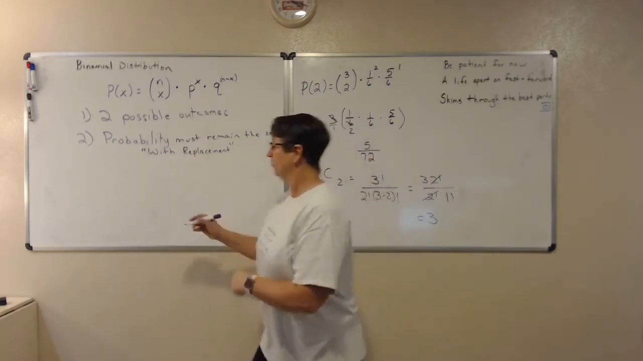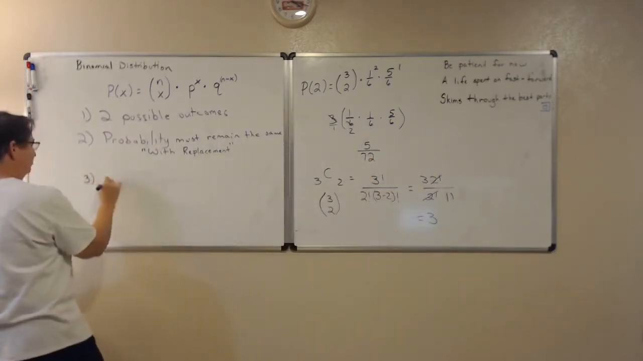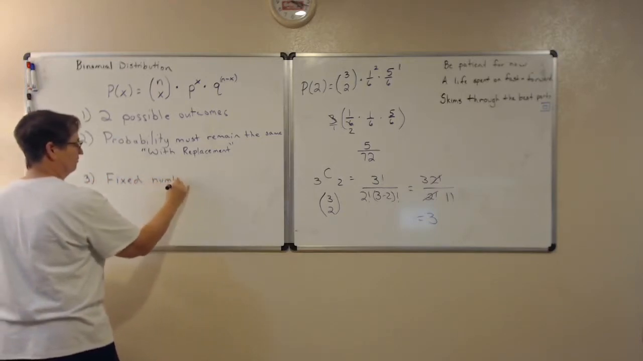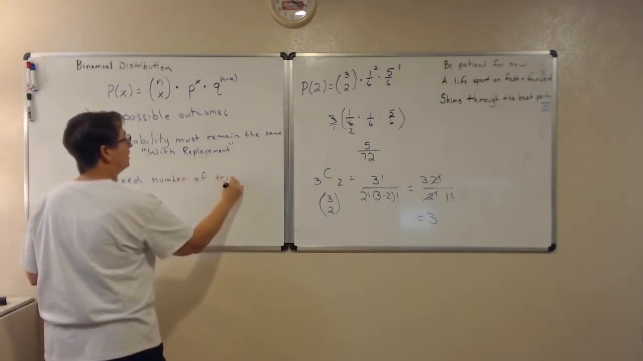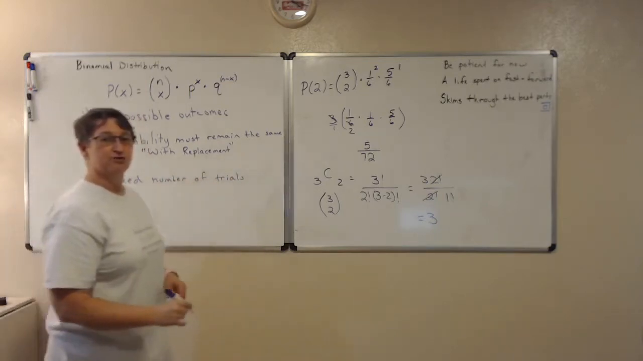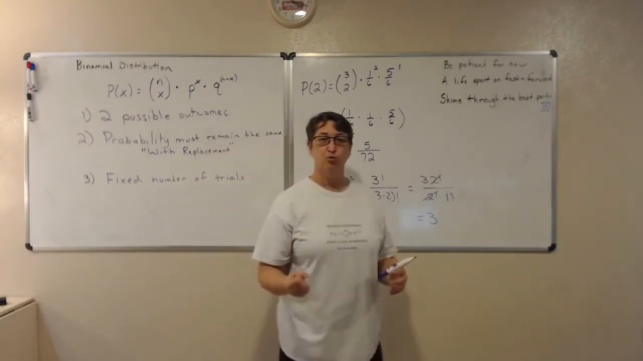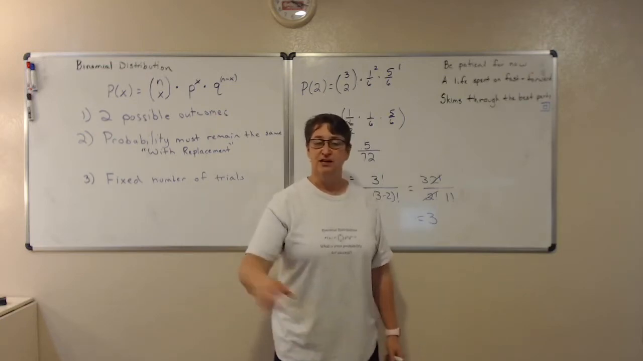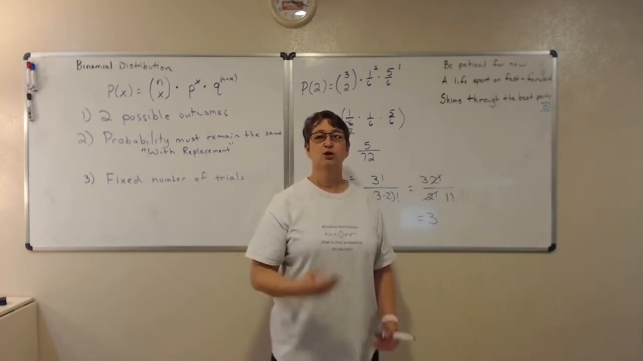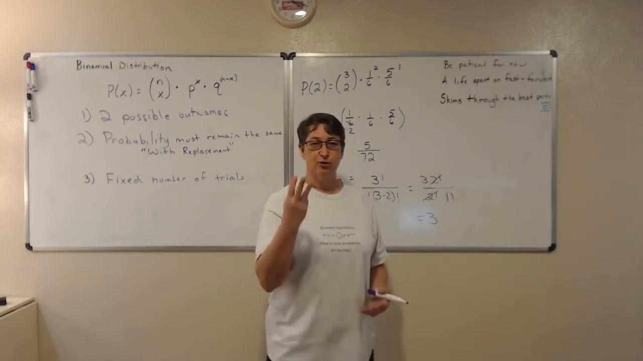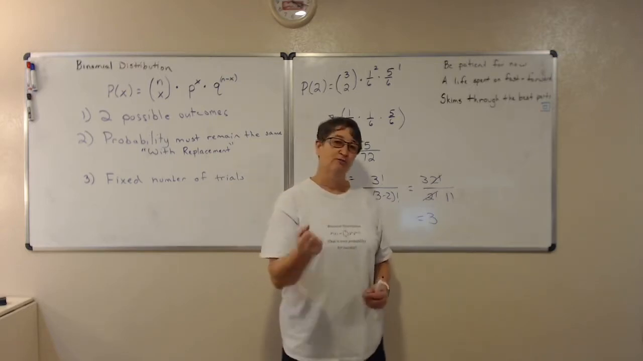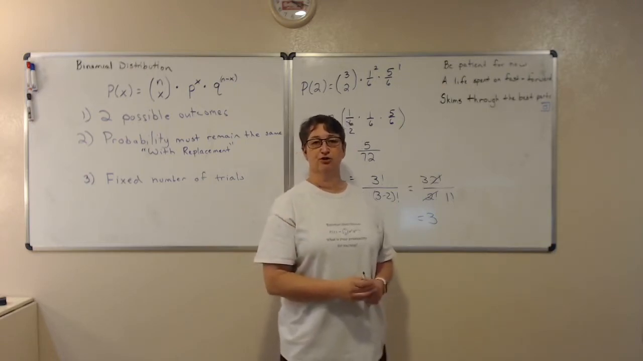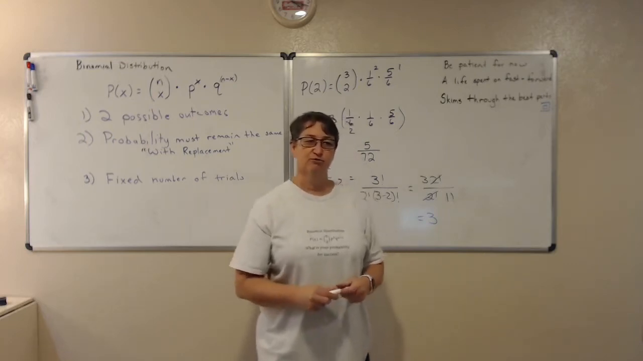Now, the third thing that has to happen is we have to have a fixed number of trials. All I mean by that is that we're going to roll the dice a certain number of times. I'm not just going to infinitely keep rolling the dice over and over again. We said we were going to roll the dice 3 times. Or when you were drawing marbles from the bin, you drew 3 marbles out of the urn. So there's going to be a fixed number of trials each time.